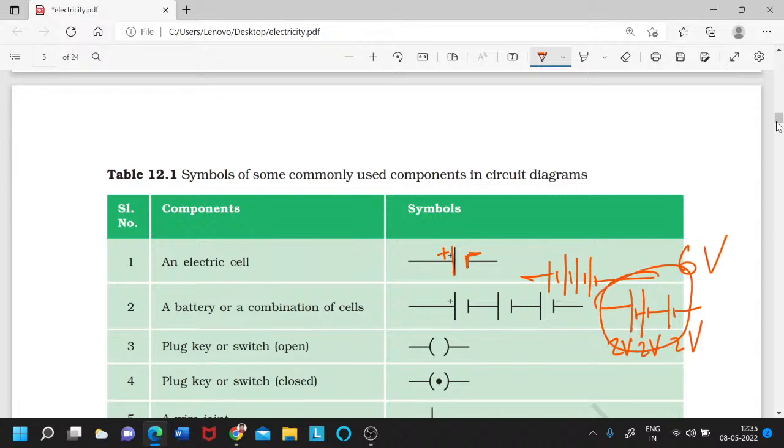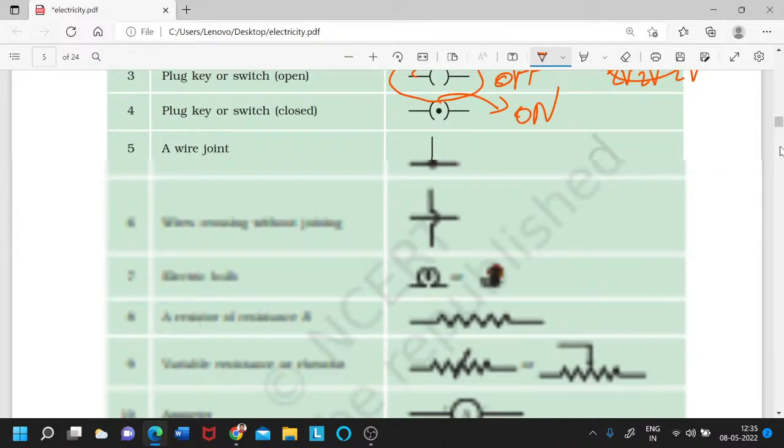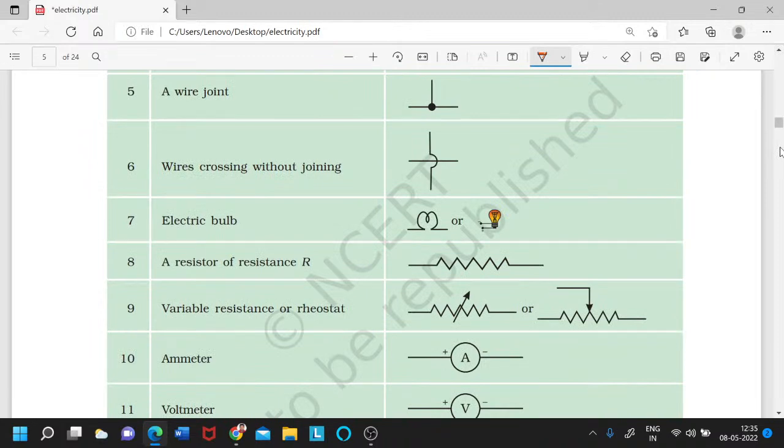Now in a circuit like this, this is called an open key. Open key means switch off. It is the normal switch in the off condition. If a dot is given, it is in the on condition. Next one. Here 1, 2, 3 all lines join together. Here the lines are just crossing. They are not joining. It is going above the wire. Next one, bulb symbol.